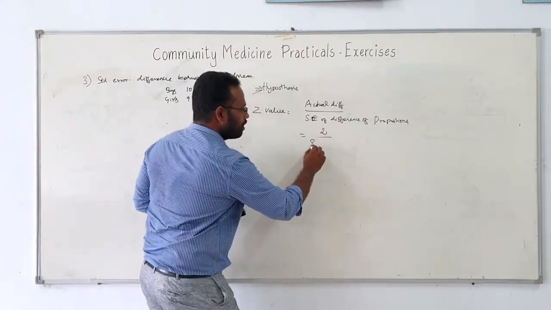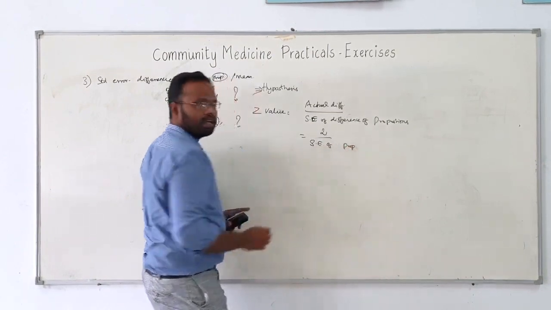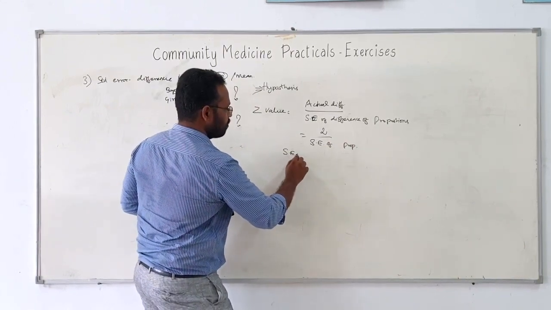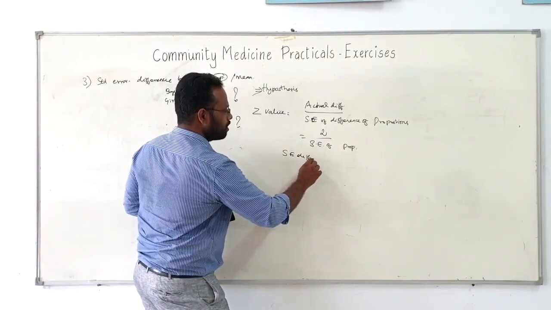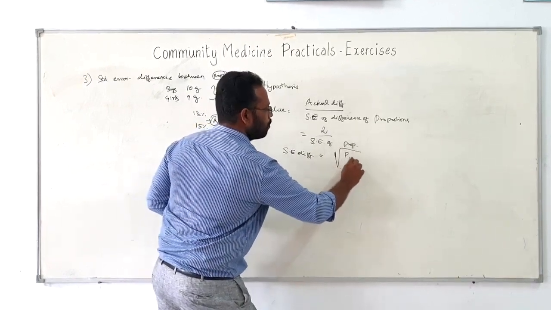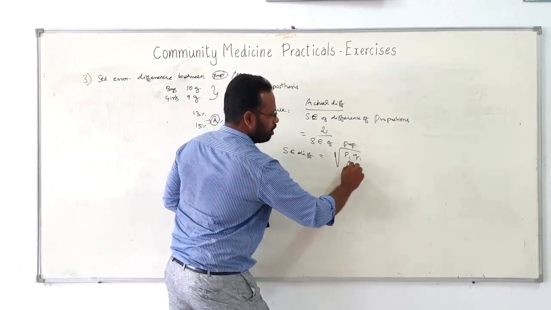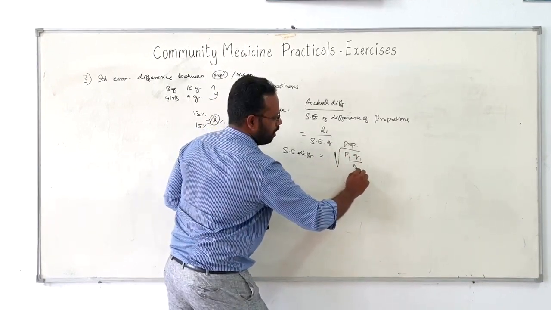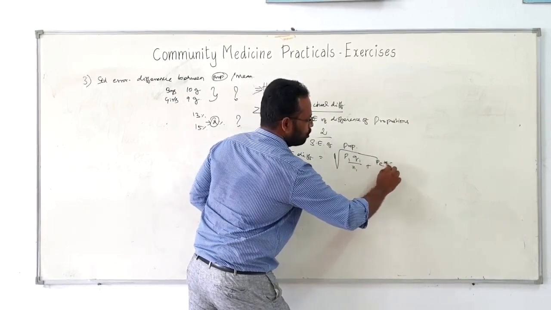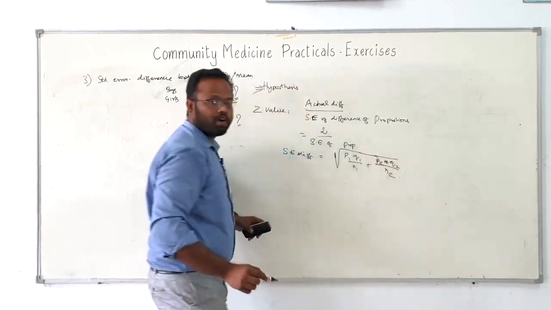What you need to calculate is the standard error of difference between proportions. This is given by the formula. Standard error of difference between the two means is given by the formula. For proportions, it is given as root of P1, that is prevalence in the first group, Q1 divided by N1 plus P2 into Q2 divided by N2. So this is the formula.